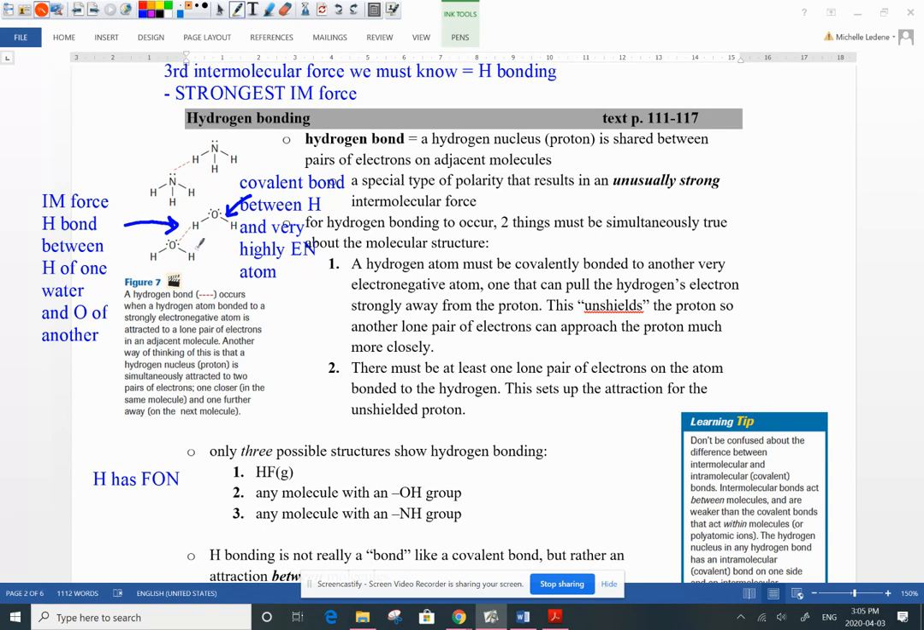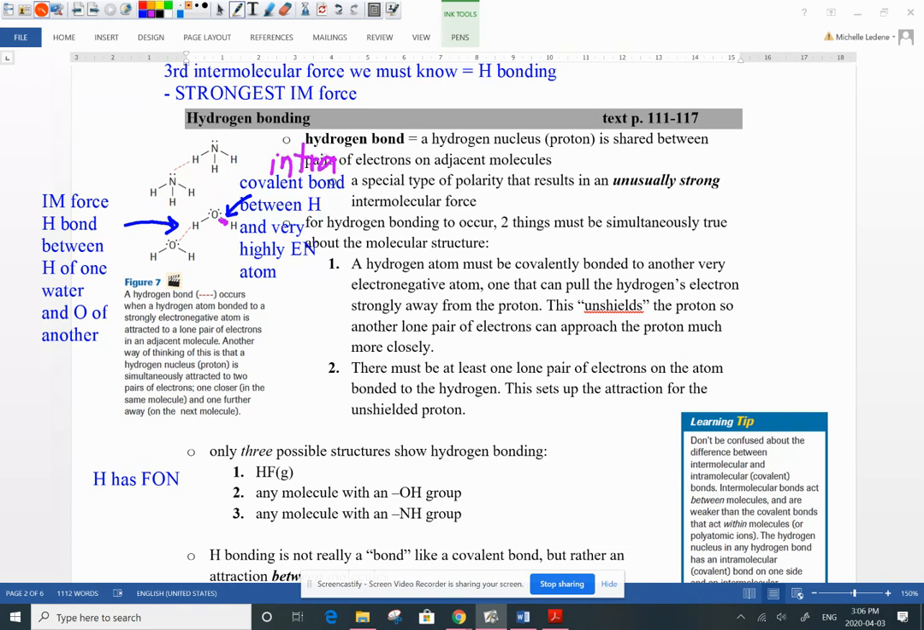Here's some water molecules. So I see an O and the H. This is a V-shaped molecule. This is a covalent bond joining the nonmetal and the nonmetal. The attraction between the hydrogen and that very highly electronegative oxygen atom is a covalent bond. This is an intramolecular force. A covalent bond is intramolecular.